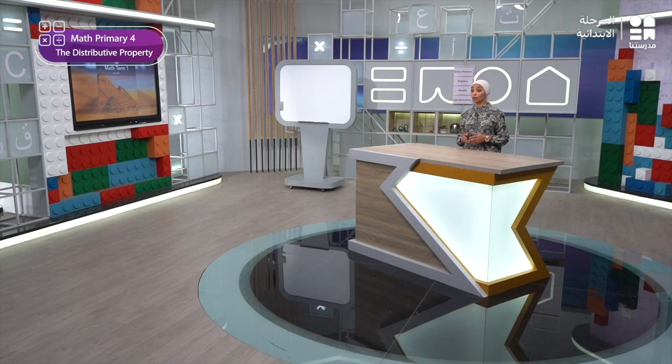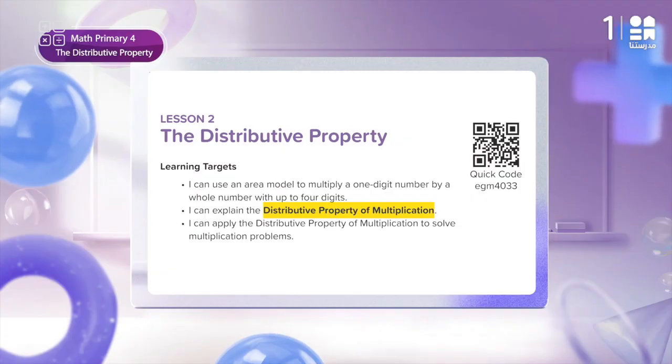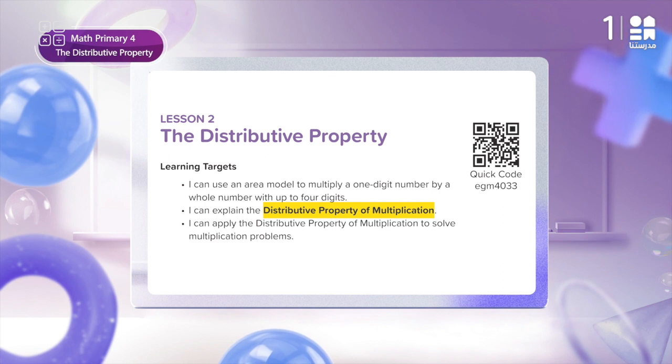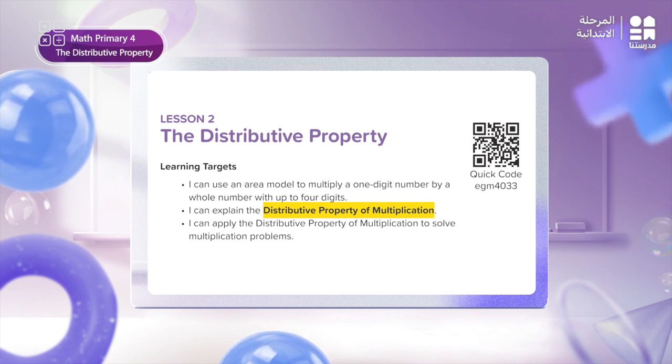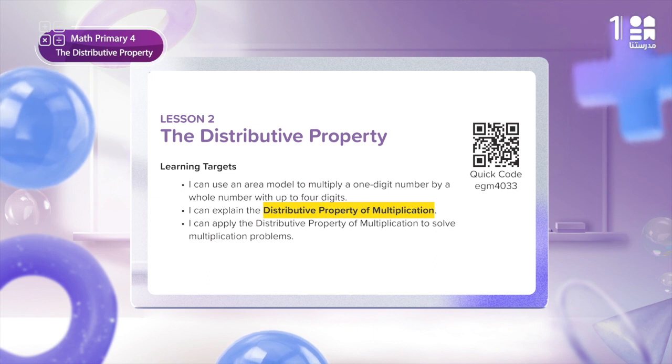And that's what we are going to explore in lesson 2 of concept 1, titled the distributive property. We will also learn how to use the area model to multiply a one-digit number by a whole number with up to 4 digits, how to explain the distributive property of multiplication, and how to apply all this to solve multiplication problems.